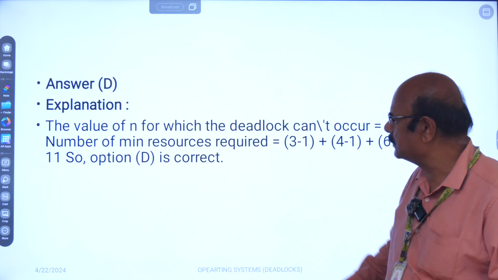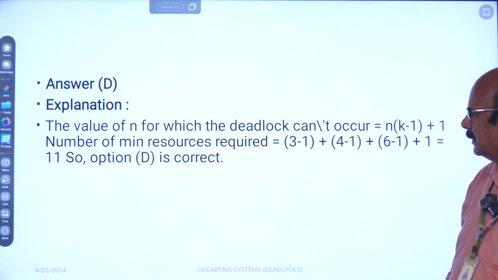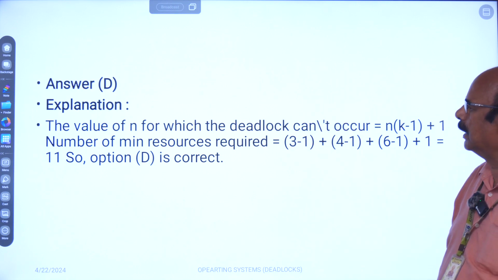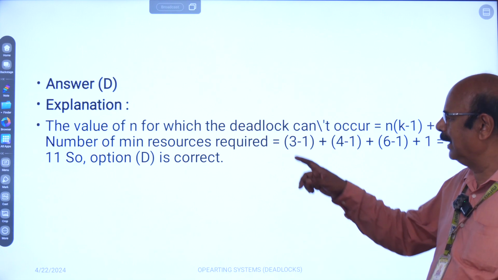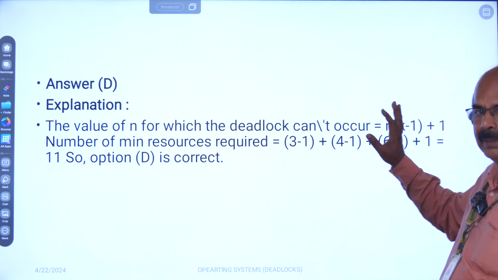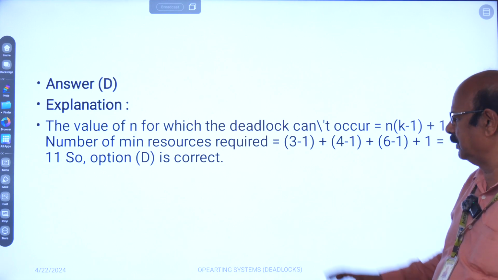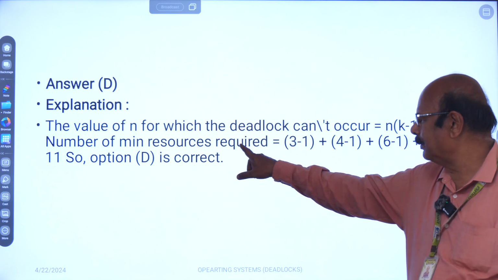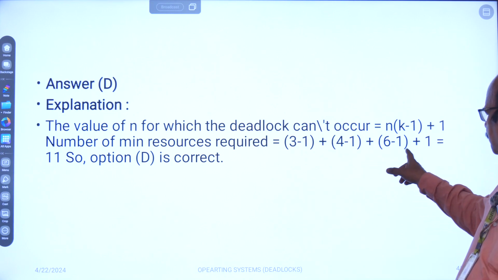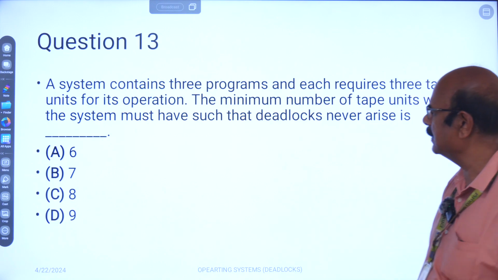But the answer they have given us is D. So let us explain the answer for D. The value of n for which deadlock can't occur is, according to the formula, the sum of (k minus 1) plus 1. Whenever we apply that, the minimum number of resources required is 3 minus 1 plus 4 minus 1 plus 6 minus 1 plus 1, so 11. So D is the correct answer.